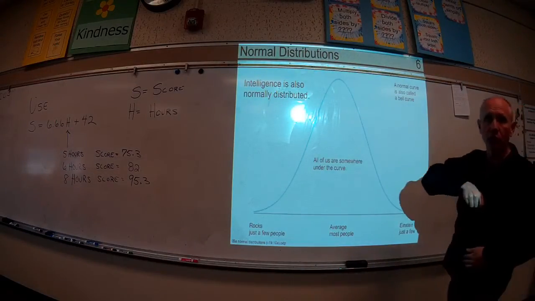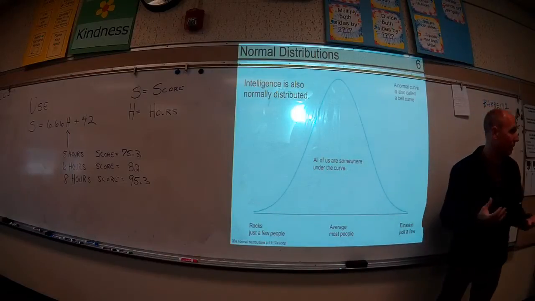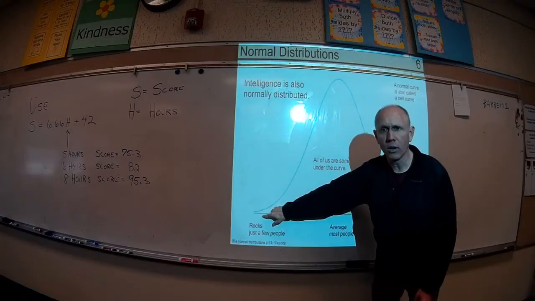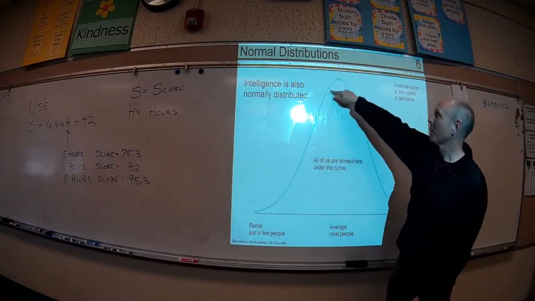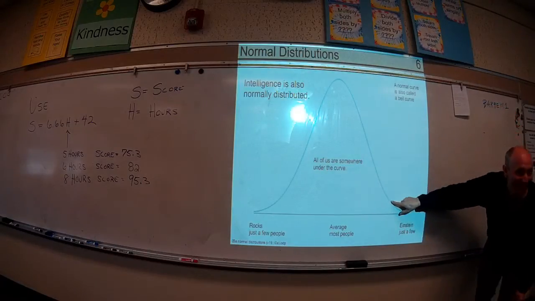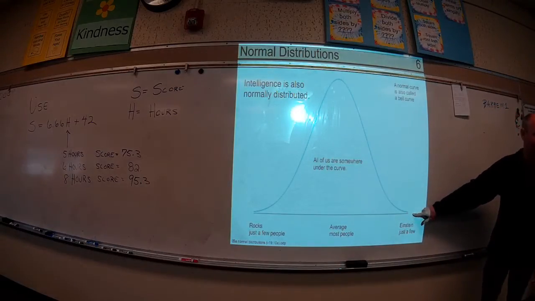Intelligence is also normally distributed. Meaning, you've got a few people down here that just don't have it going on. And then over here, we have the Einsteins.